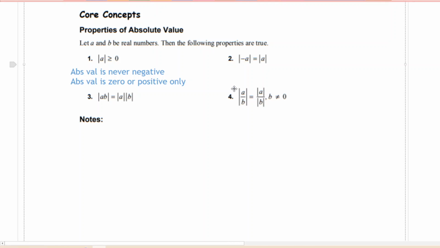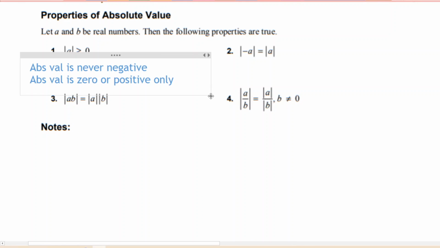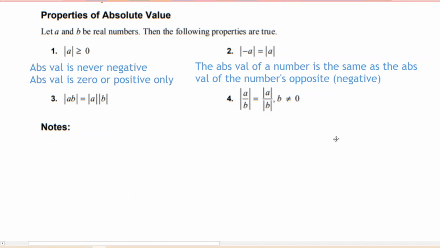Number 2, we have the absolute value of negative A is equal to the absolute value of A. And what this is saying is that the absolute value of a number is the same as the absolute value of that number's opposite, or that number's negative. Numbers 3 and 4 are very algebraic, and number 3 just says that if you have the absolute value of the product, then that's the same thing as the product of the absolute values. So we can either take the absolute value before we multiply or after we multiply, it doesn't matter.